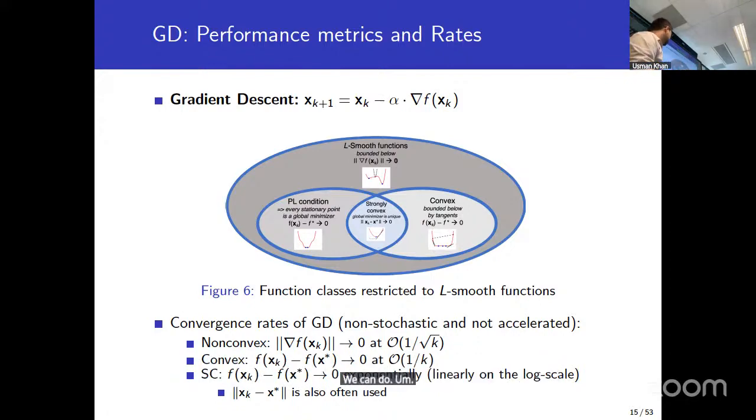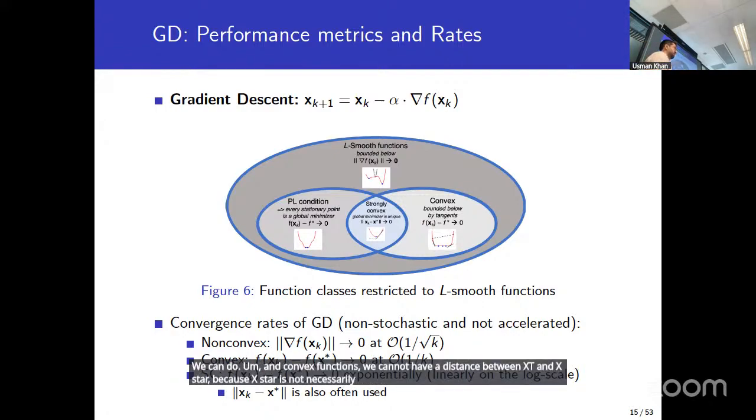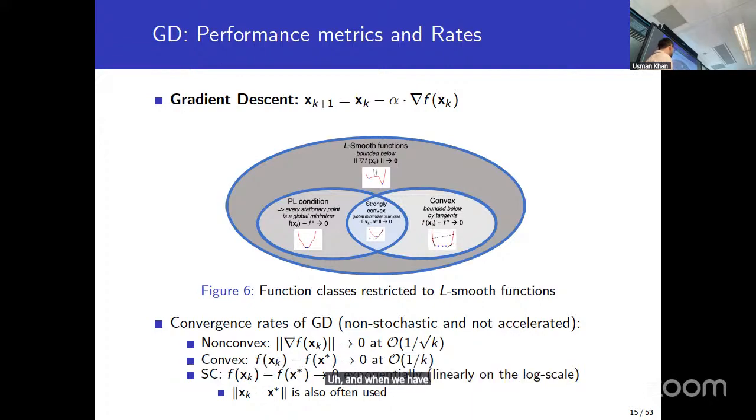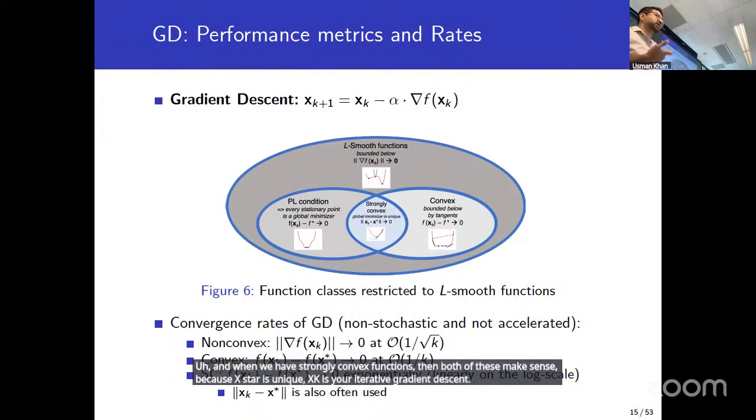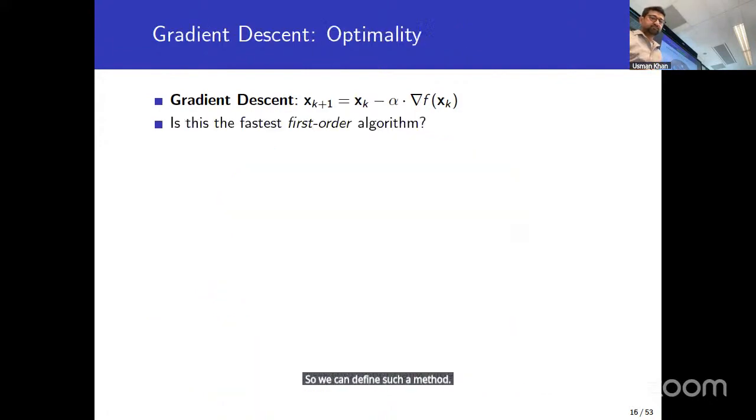In convex functions, we cannot use a distance between xk and x star because x star is not necessarily unique, right? And when we have strongly convex functions, then both of these make sense because x star is unique, and xk is your iterate from gradient descent. So we can define such a metric. Okay. So just a quick detour.